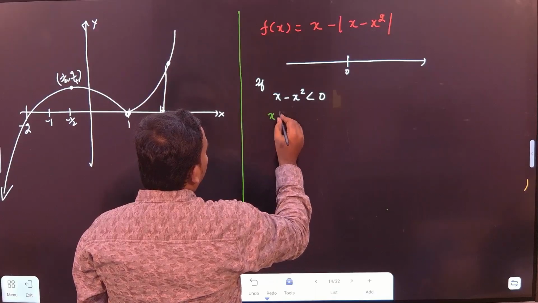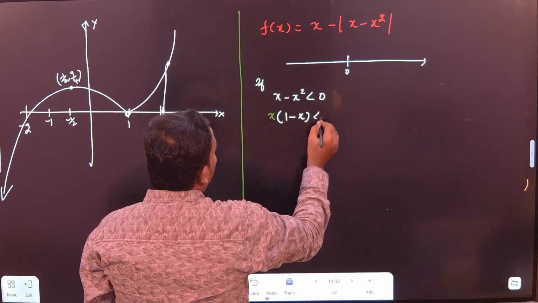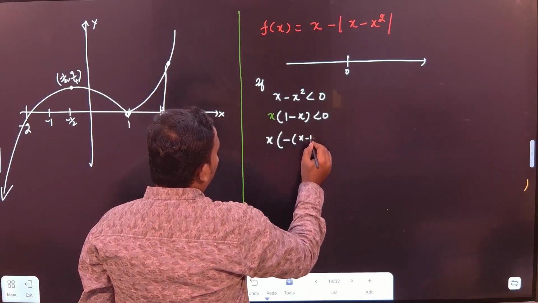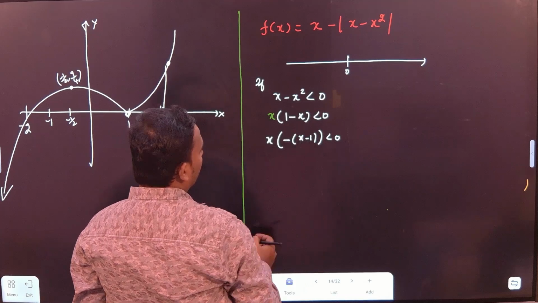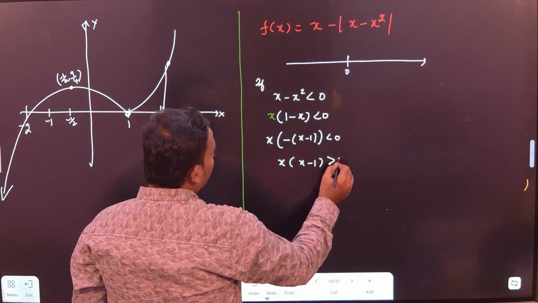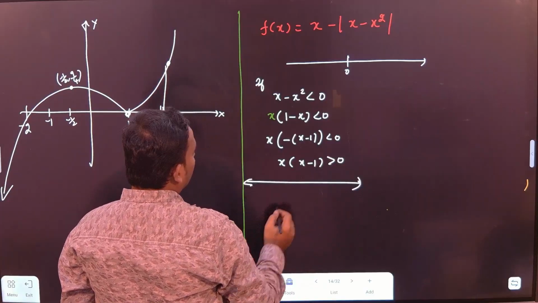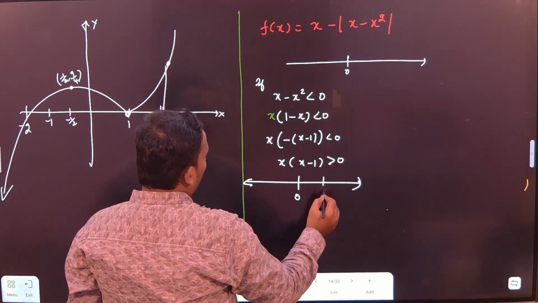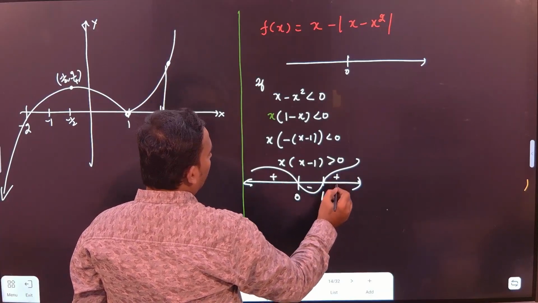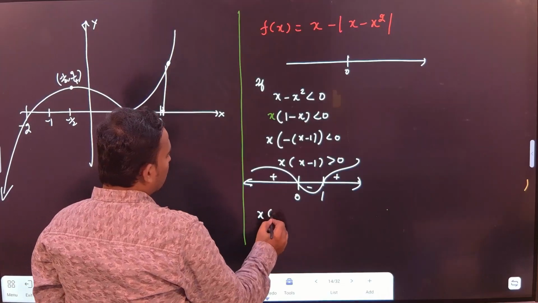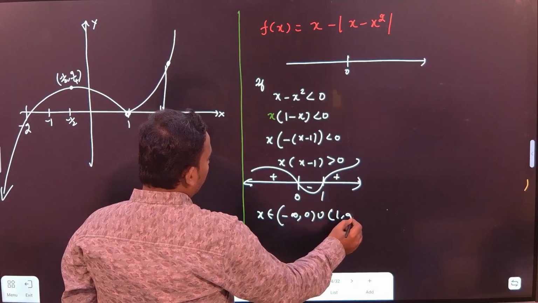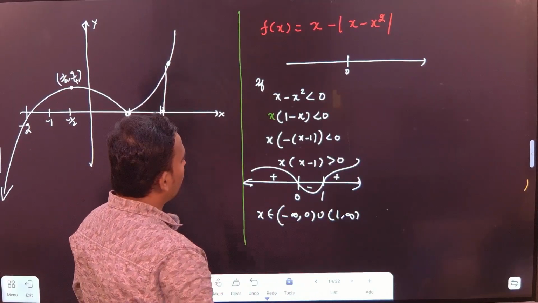If x minus x square is less than 0, taking x common, 1 minus x is less than 0, right? Take minus common, x minus 1 is less than 0. Multiply by minus 1, then x into x minus 1 should be greater than 0. So you can draw the number line, 0 and 1. Start with positive, negative, positive, because odd powers, right? Therefore x belongs to minus infinity to 0 union 1 to infinity. This is the positive part.